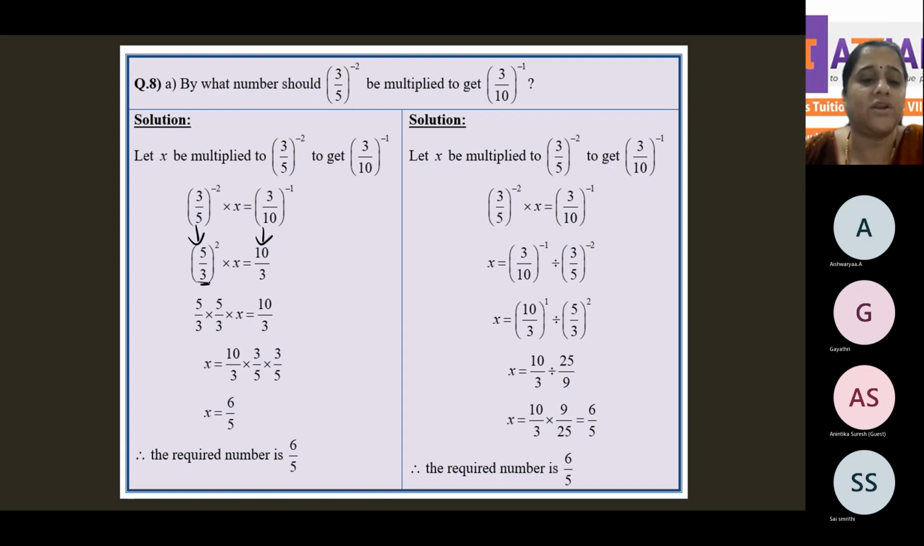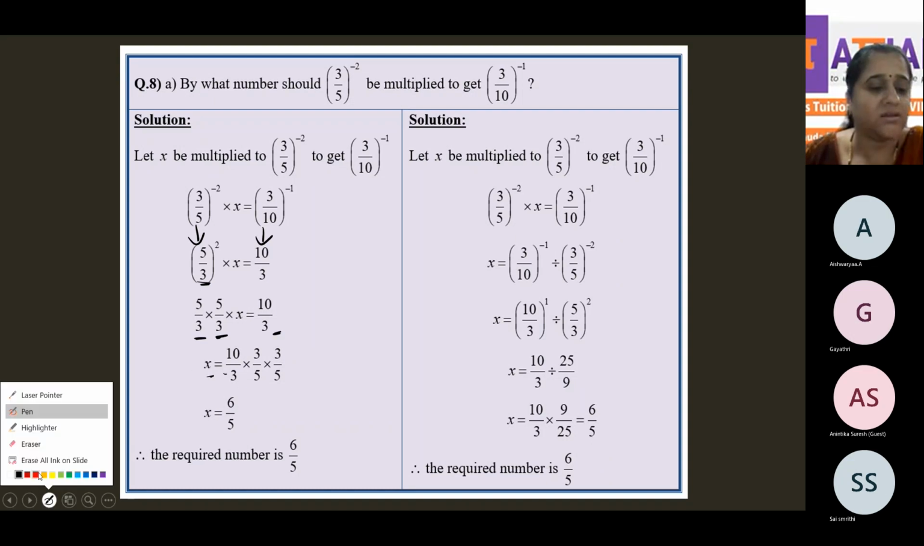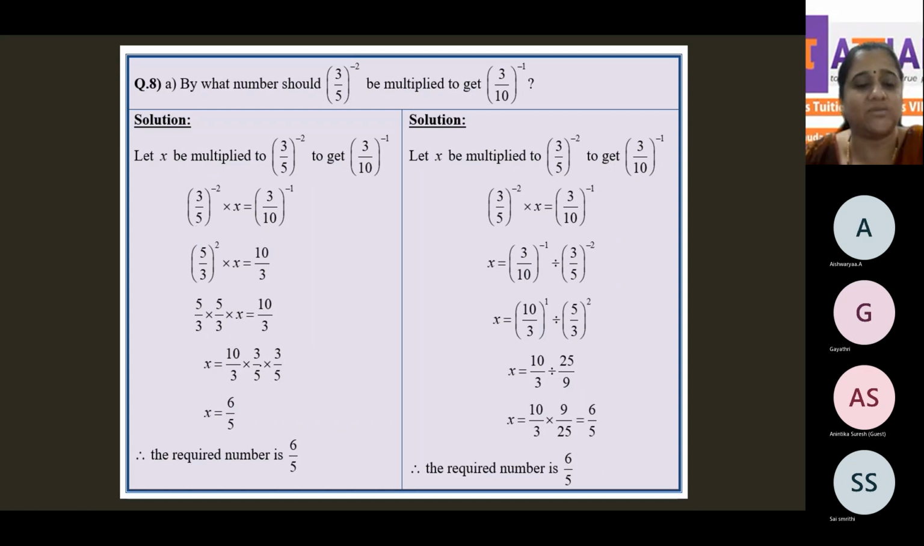Then what is 5 by 3 the whole square? 5 by 3 into 5 by 3 into x is equal to 10 by 3. How do you work this? These fractions will go as reciprocals to the other side, right? 5 by 3 will become 3 by 5 on the other side. Yes or no? Fractions will become their reciprocals on the other side. So x is equal to 10 by 3, and 5 by 3 on the other side becomes 3 by 5. On simplifying, you get 6 by 5.